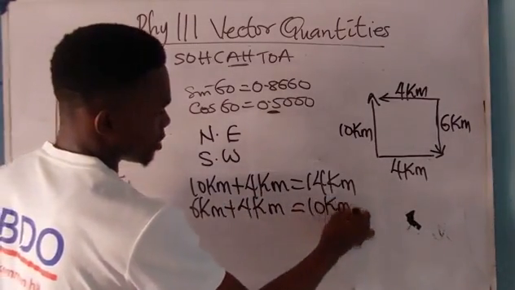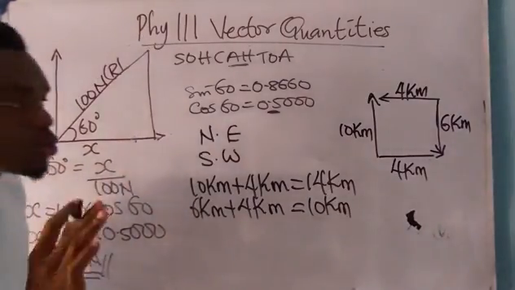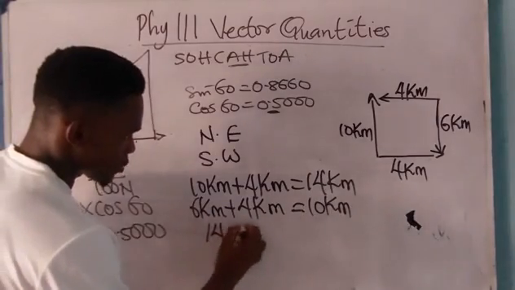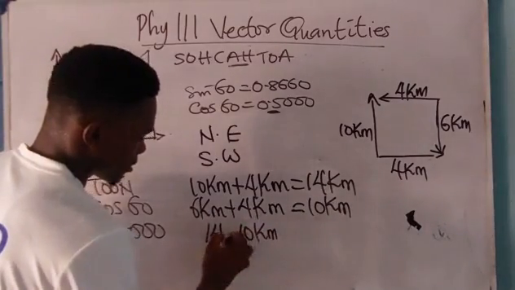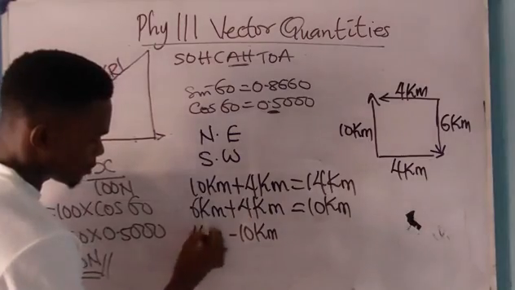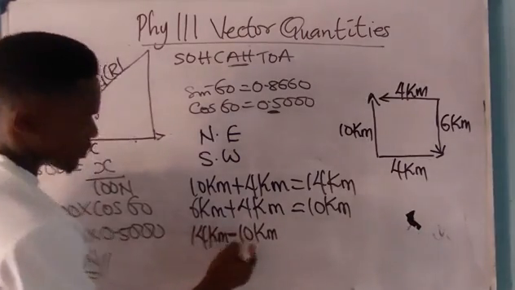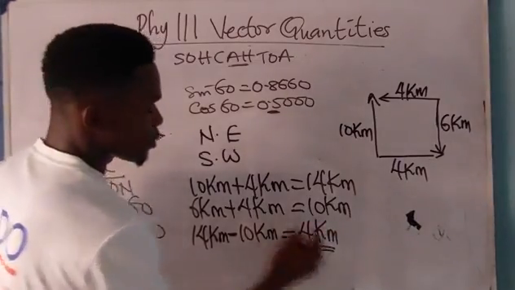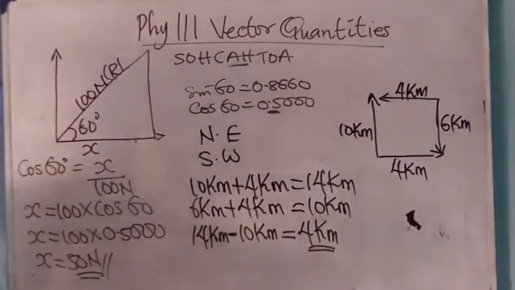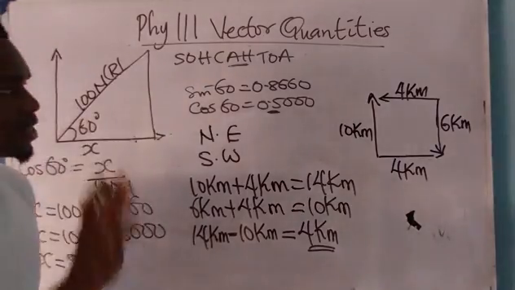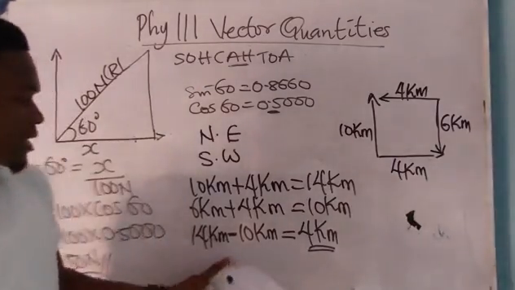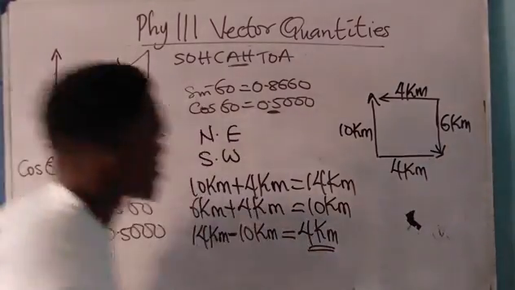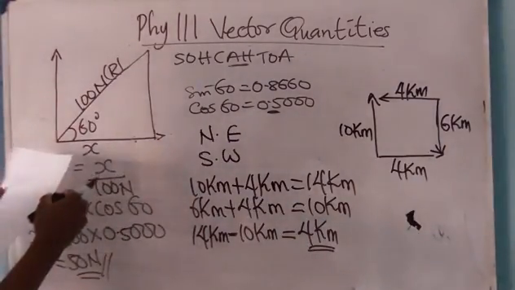Now to calculate the total displacement, it is 14 minus 10 kilometers. 14 kilometers minus 10 kilometers gives us 4 kilometers. So this is the final displacement. It is very easy, just follow it step by step. So the answer is 4 kilometers. All right, now the next one, we have another one here.